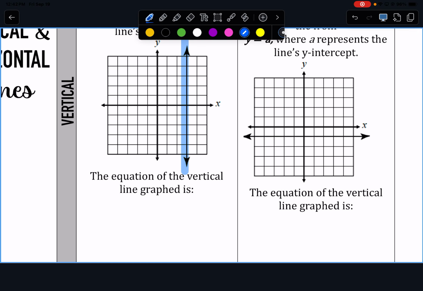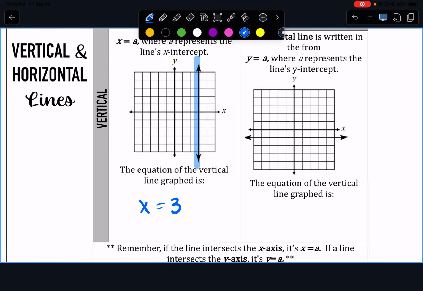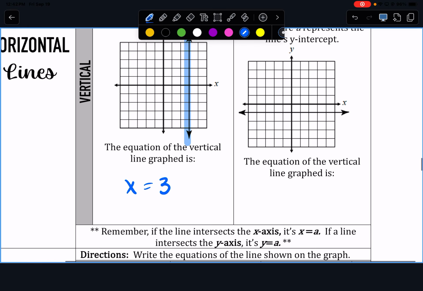What would the equation be? X equals? 3. There we go. That is how we would graph or write the equation of a vertical line. Now, the slope of all vertical lines is what? Infinity. Not infinity. Undefined. That's right. Undefined.